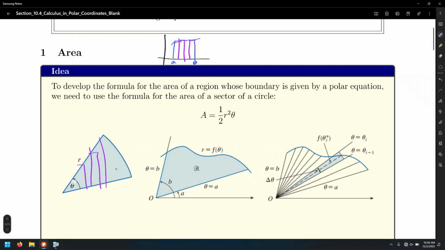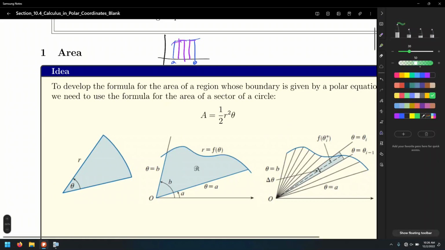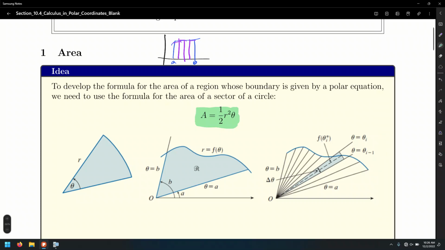In fact, finding the area inside a region described in polar form relies on finding the area of a sector of a circle. The formula for the area of a sector of a circle is given here: area is 1/2 times the radius squared times the angle. That's a formula you learned back in trigonometry, pre-calculus, or even in basic geometry. And this is what we're going to do.